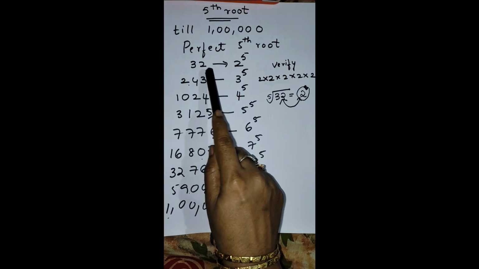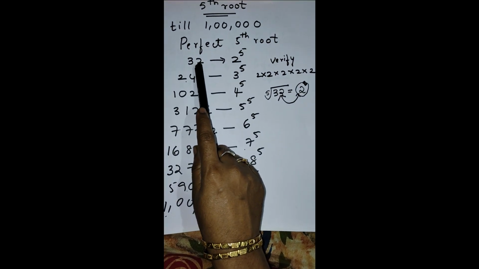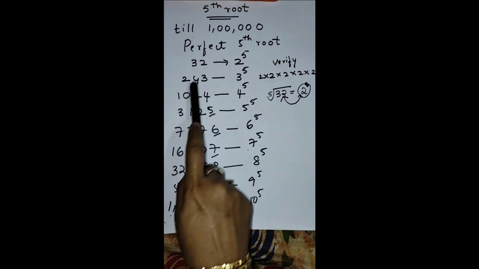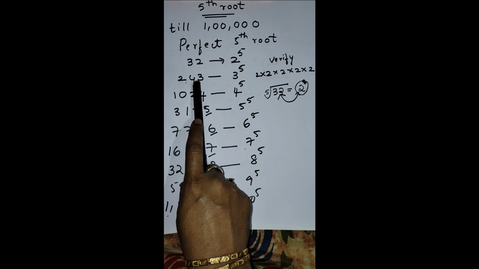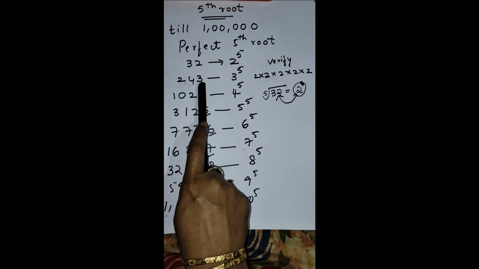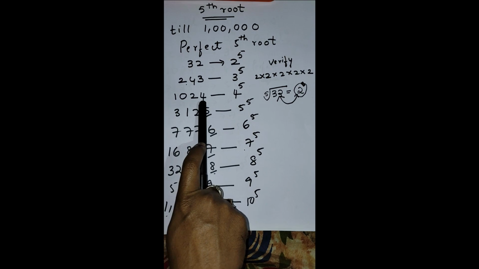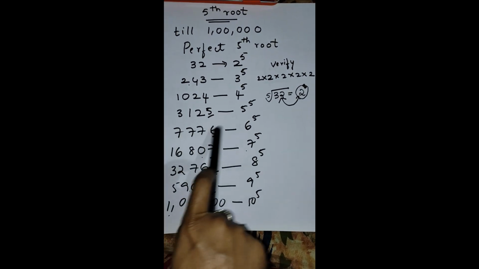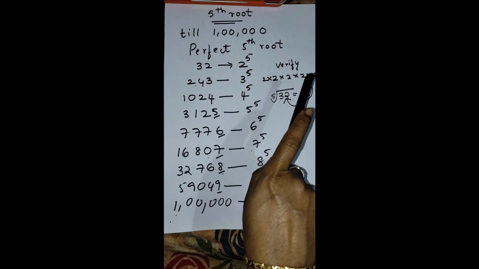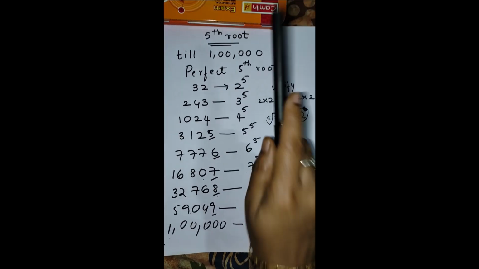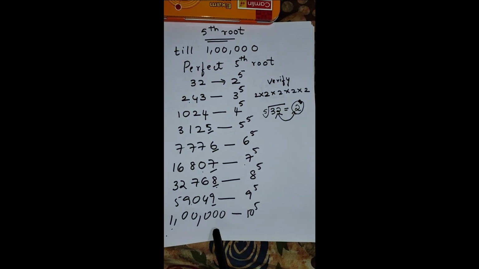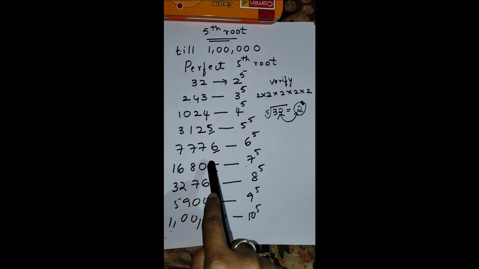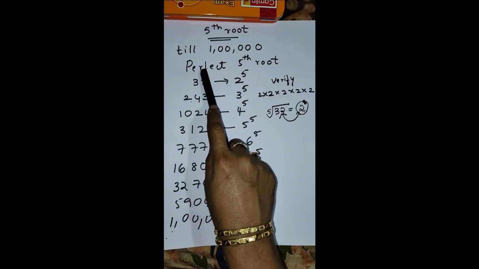First, take this number 32. What is the last digit? 2. 2 is the answer. Next, 243, 3 is the answer. 1024, 4 is the answer. 3125, 5 is the answer. 7776, 6 is the answer. The simple thing is, you just take the last digit, and that is the answer for the fifth root, and it should be a perfect fifth root.